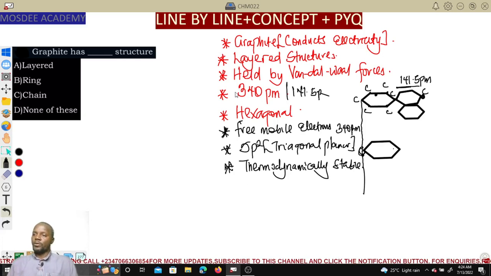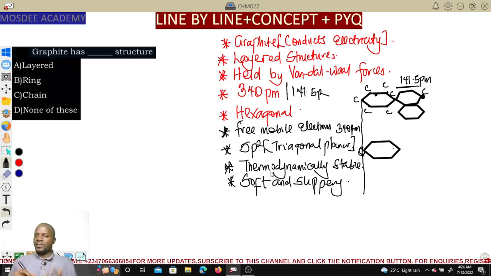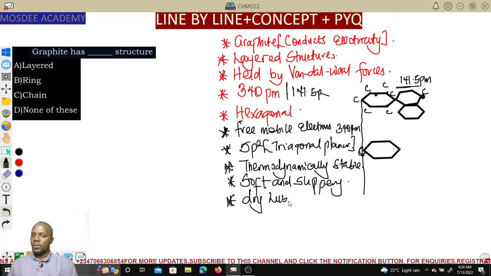Please note that. Because they conduct electricity, they are also very soft. Physical property, junior class, they are soft and they are slippery. They have layer structure, you expect that. So they are majorly used as what? Lubricant. Yeah, majorly used as dry lubricant. Because of their high melting point, you expect them to be used as dry lubricant. So guys, that is just that about that.